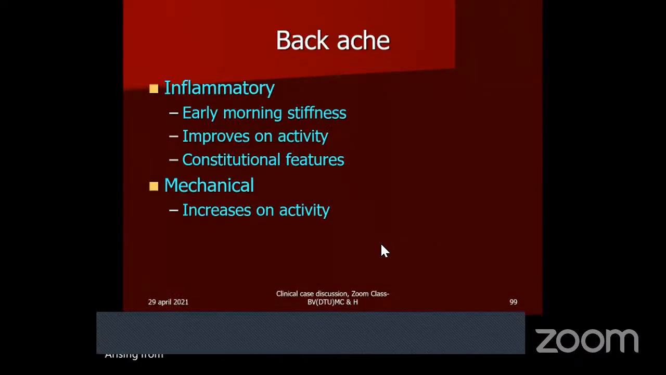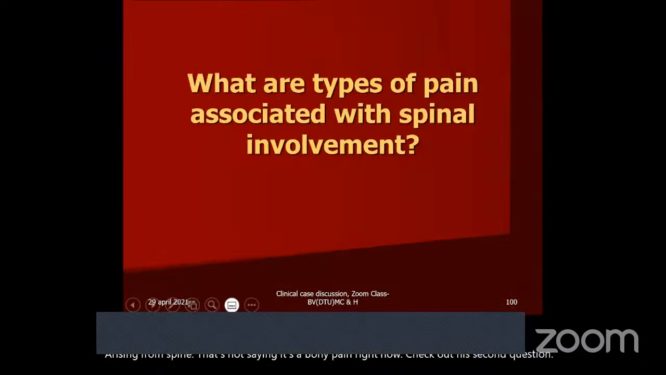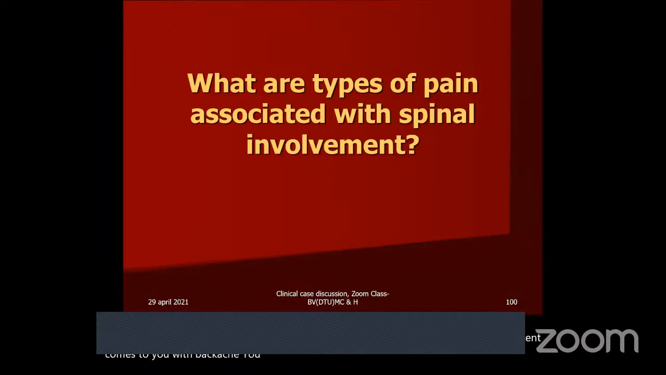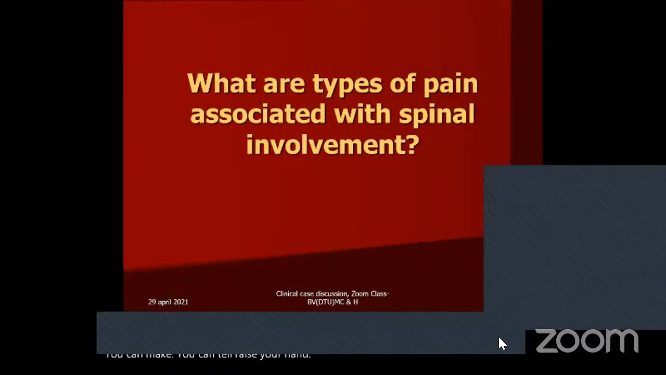Now, what is the second question? What are the types of pain associated with spinal involvement? When a patient comes to you with backache, you should be able to recognize what type of pain it is. What are the types of pain which we have discussed, which can come from the spinal cord? Raise your hand. What types of pains you get? That's good. One is funicular pain, one is radicular pain.